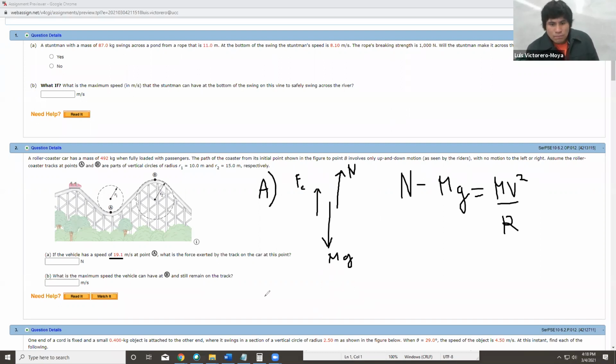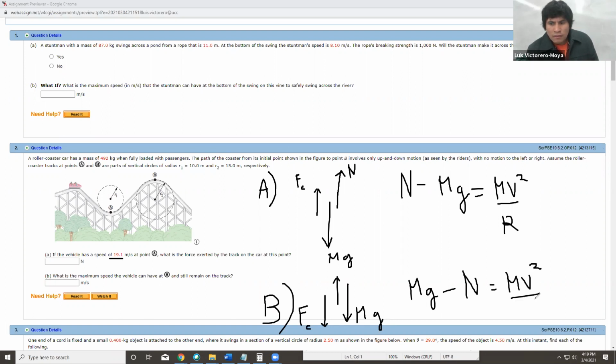For the next part, the forces diagram will be mg going down, the normal always goes upward, but you have the centripetal force going down now. So mg minus the normal equals the mass times v squared divided by r. And what's the velocity on B? Oh, you don't have to do that in this part, sorry.